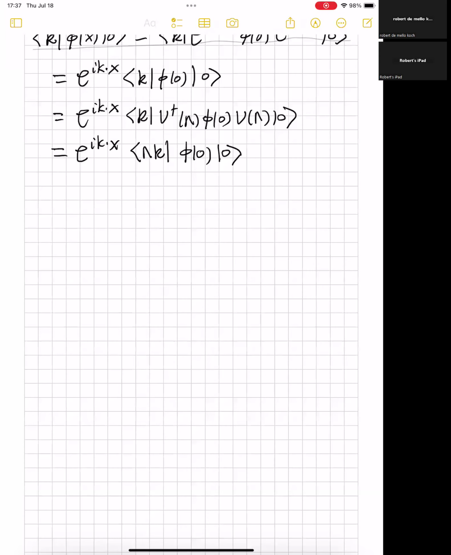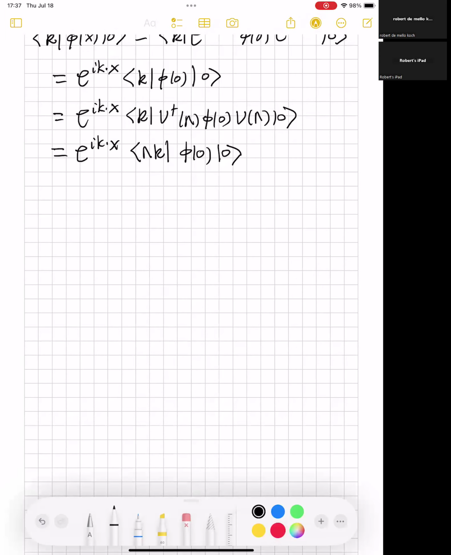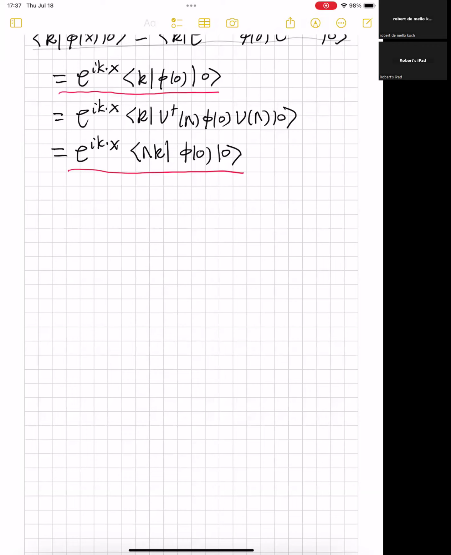Okay, so if we look at this calculation, if I compare this line that I've just underlined in red to this line that I've just underlined in red, then I can draw a conclusion. And the conclusion that I draw is that ⟨K|φ(0)|0⟩ is equal to ⟨ΛK|φ(0)|0⟩. Now, let's think about what K and ΛK are.